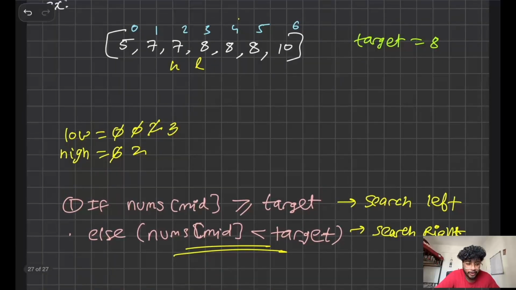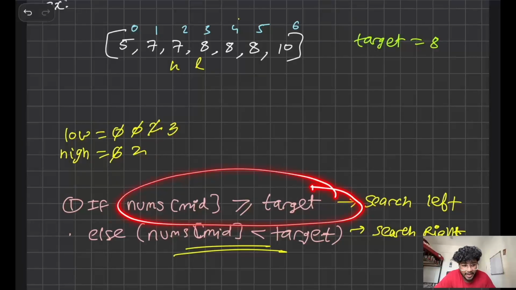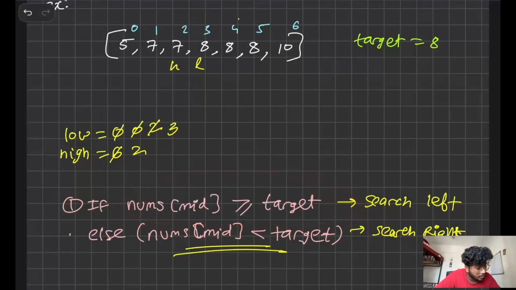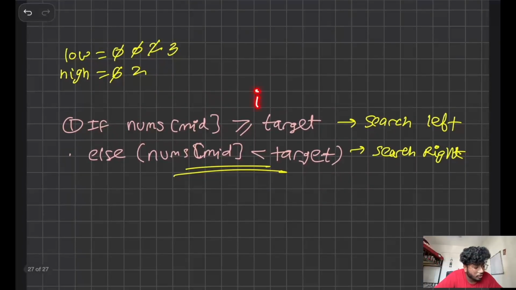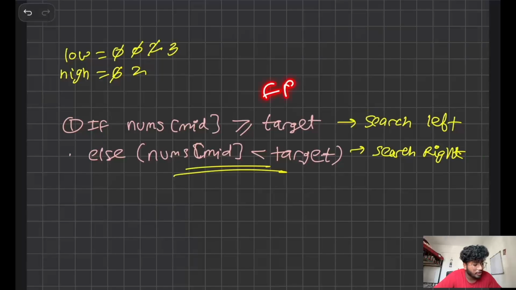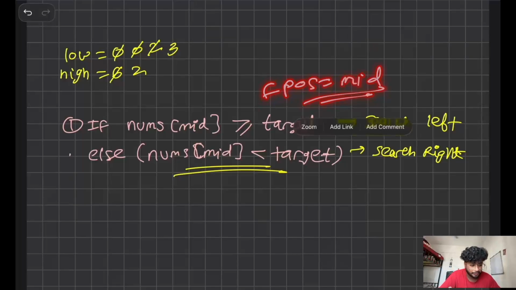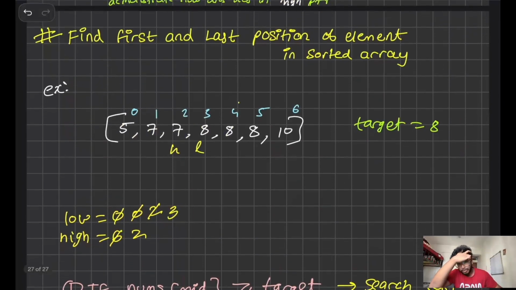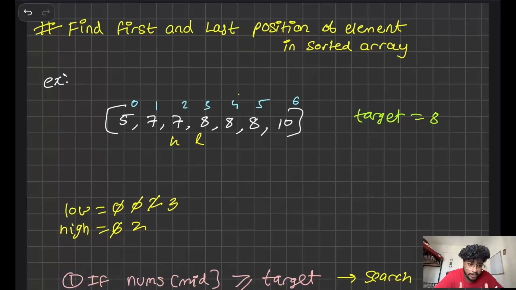If you're still confused, the more traditional way is, whenever your nums of mid is greater than or equal to target, you just assign, let's call it fpos, right? Fpos equal to mid. So this is the safe way. If you didn't understand the low one, you can do the first position equal to mid. You will just keep track of it in a separate variable, right? You can do this. But yeah, this is the approach. We found the first index.